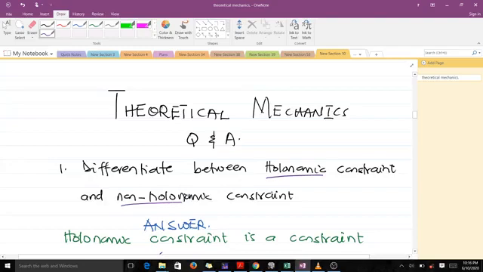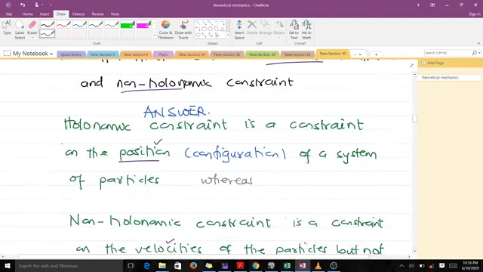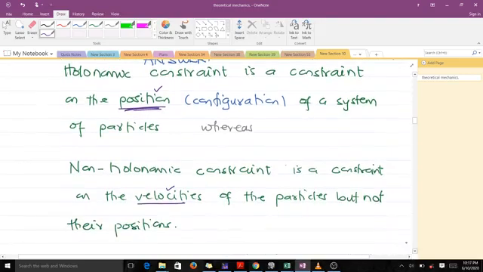Okay, so the answer to the first question. Holonomic deals with position. That's the most important thing here, or the configuration of a system of particles, and the non-holonomic deals with velocity.